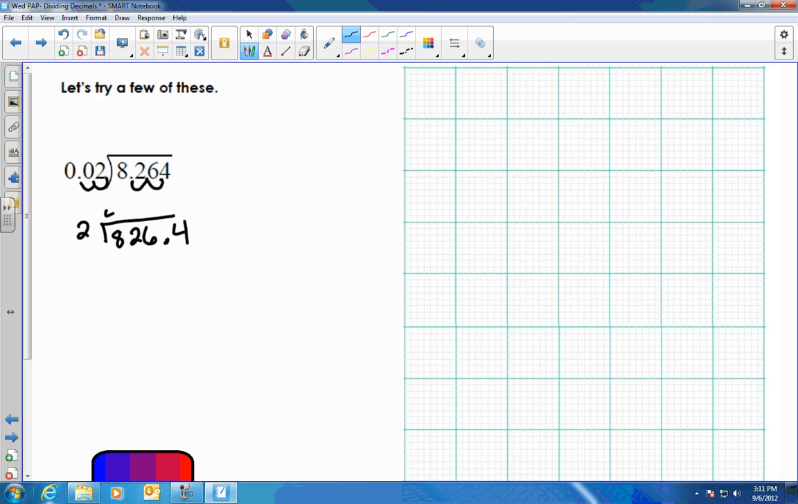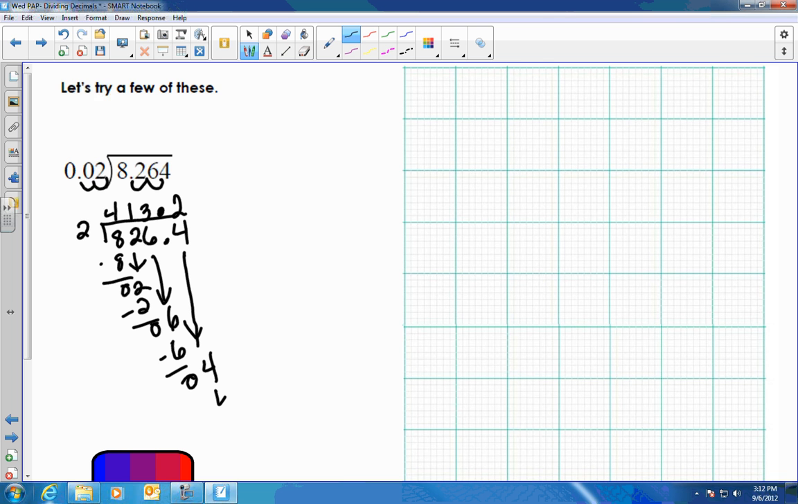2 goes into 8 4 times. Nothing left over, so I bring down my 2. 2 goes into 2 1 time with nothing left over. 2 goes into 6 3 times, and again, nothing's left over. Don't forget about your decimal. Bring down your 4. 2 goes into 4 2 times, and again, nothing's left over. So our answer is 413.2.